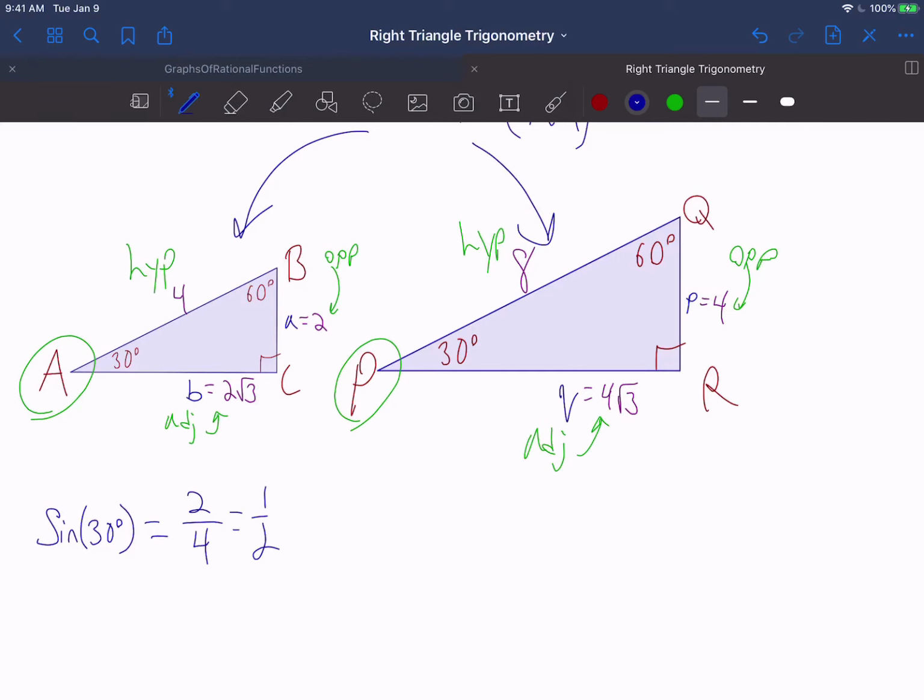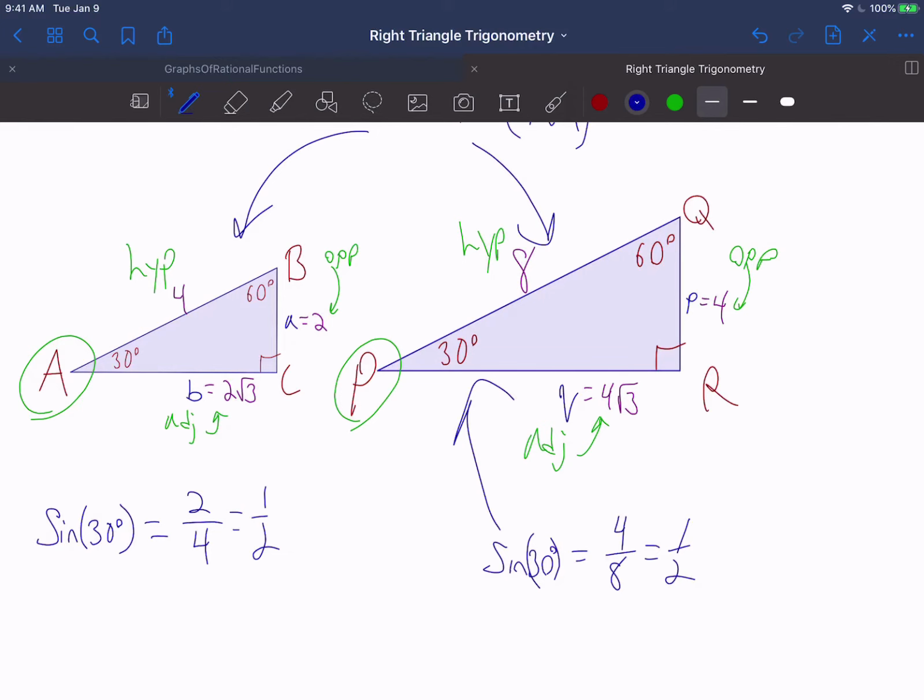If we look at this triangle over here and we do the same thing, what's the sine of 30 degrees? I'm going to do my opposite, which is 4, over hypotenuse, which is 8. That's going to be 1 to 2. Again, you notice that the sine of 30 is the same in both of those situations.